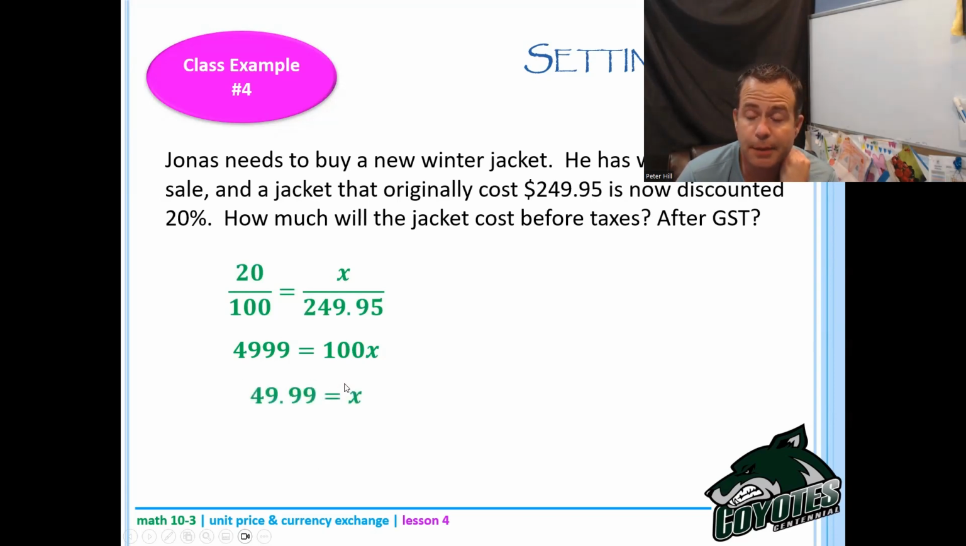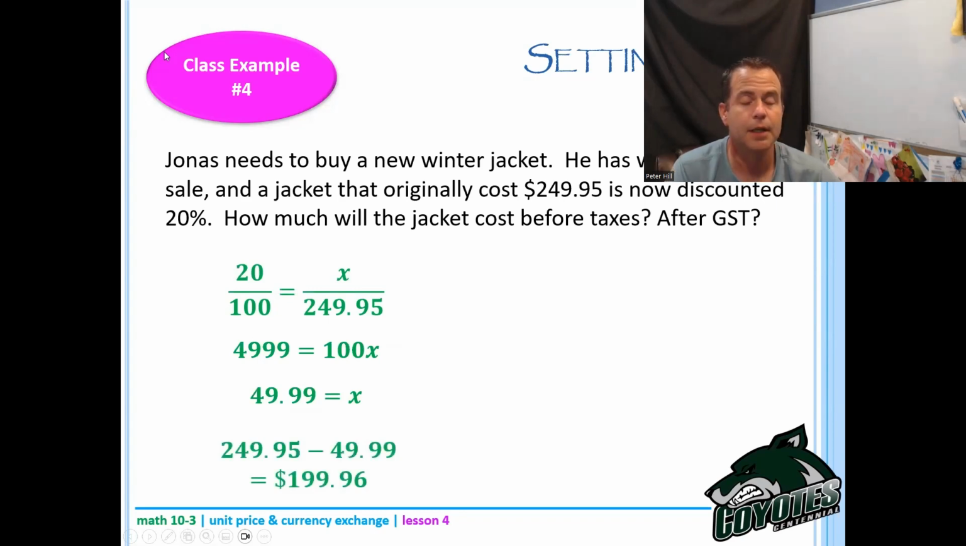So that's going to be my discount, right? That's not what I'm paying. That's what I'm getting off of the price. So I need to subtract that. I'm going to figure out my sale price by taking the original price and subtracting what I'm getting off. So if I take 249.95 and I subtract 49.99, my total is going to be 199.96. Okay, awesome. Now I go to pay.